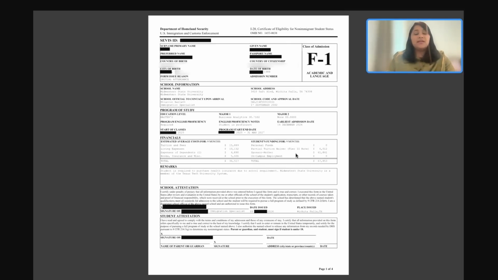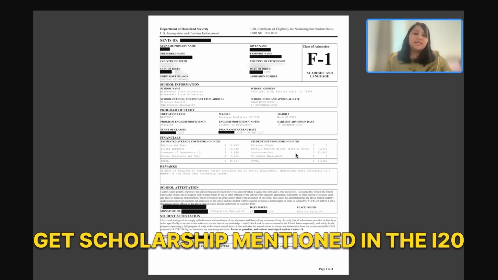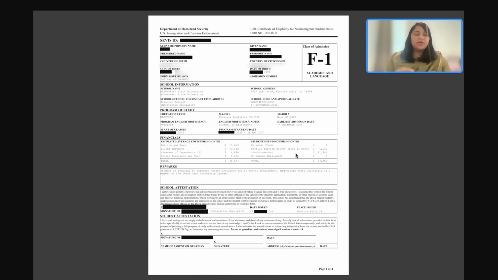The second thing to note is that many universities will not mention the scholarship, even though you would have got a scholarship, but they will not mention it in their I-20. It's again a good idea to ask them to include it because I-20 is what the visa officer is looking at. So if the scholarship is mentioned, it will be immediately visible and it will be obvious to the visa officer.